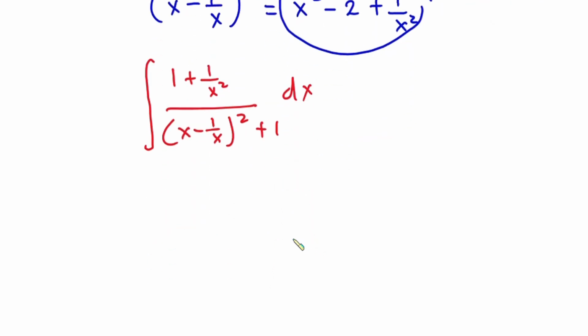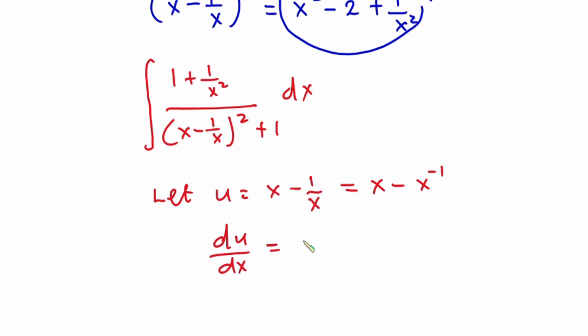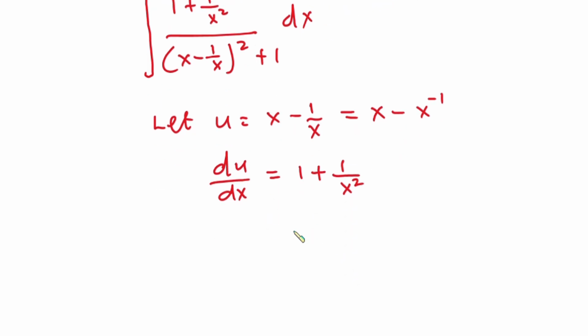And straight away you can see that we can do u substitution. So let u equal x minus 1 over x, which is also the same as x minus x to the power -1. Now let's differentiate u with respect to x, so that we get du over dx equal to 1 plus, because we have a negative here, -1 times this gives positive, 1 over x to the second power. Awesome. Now let's make dx the subject so that we can do the substitution.